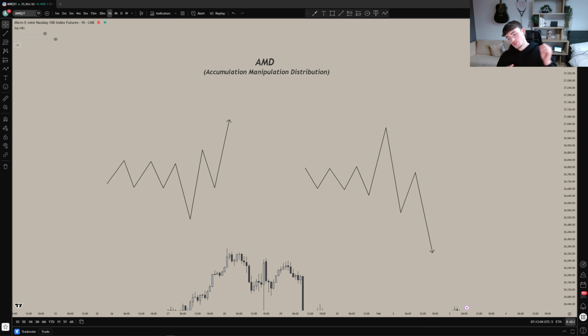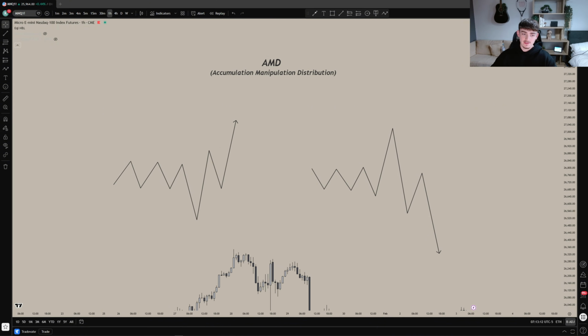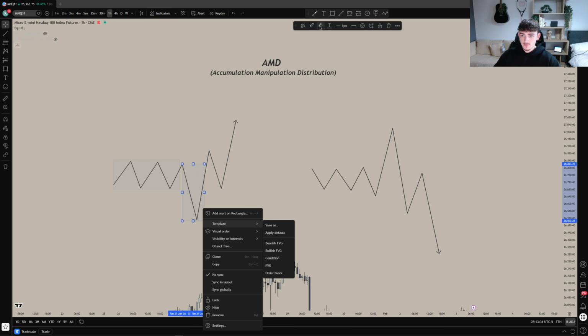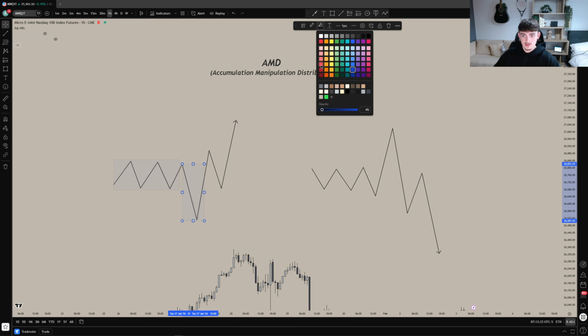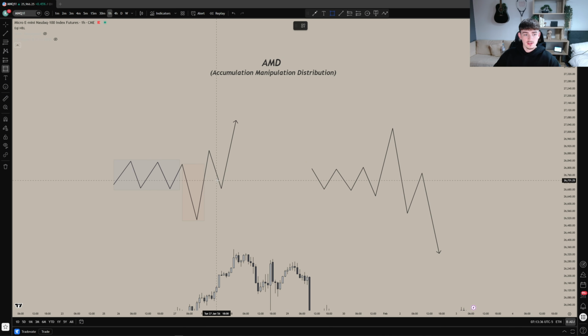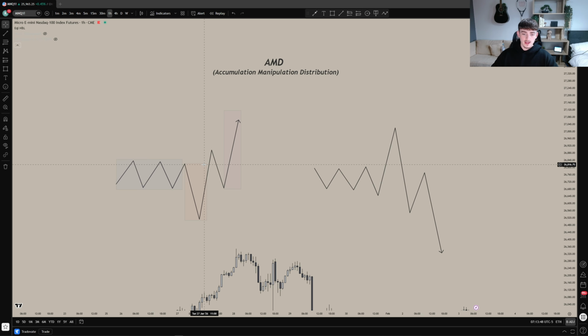Moving on to AMD. Now, AMD is accumulation, manipulation and distribution. A lot of people struggle to understand this concept, but actually it's very, very simple. There are 3 steps to an accumulation, manipulation, distribution. First, we have the accumulation phase, which is this phase here. Then we have the manipulation, which is this here, and I'm going to make this red. And then we have the distribution, which is here, purple. There we go. So we have accumulation, manipulation, and your distribution.